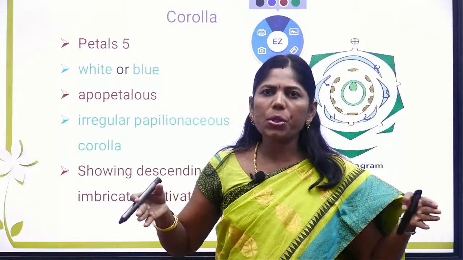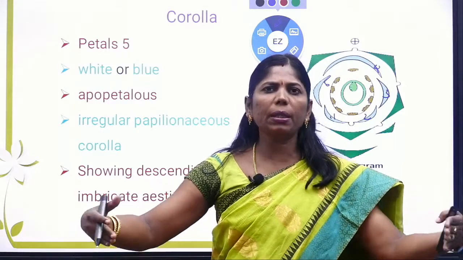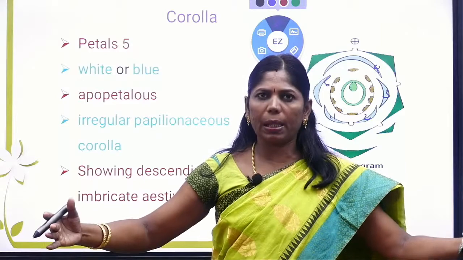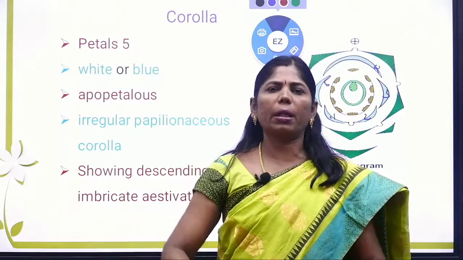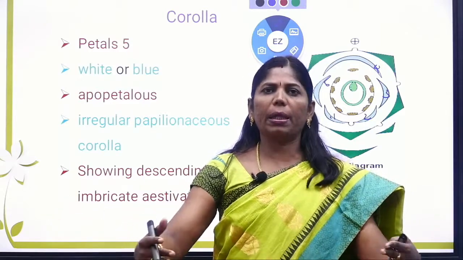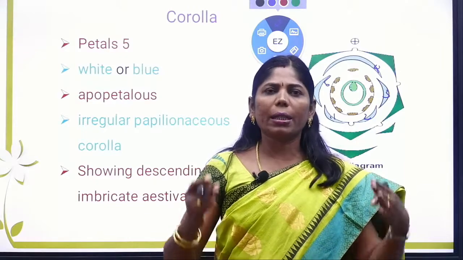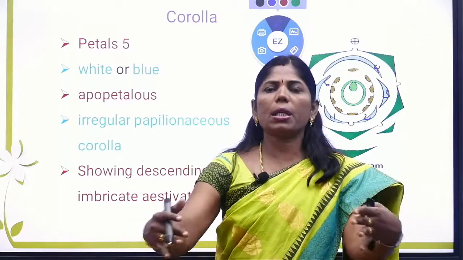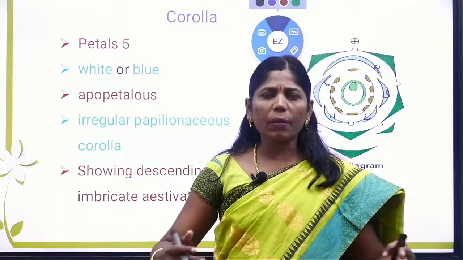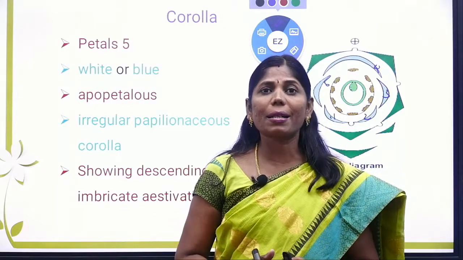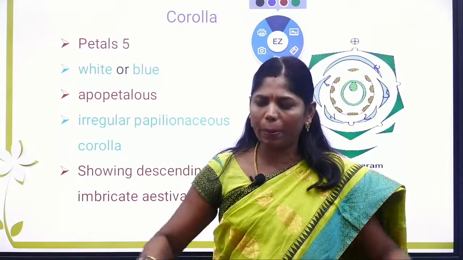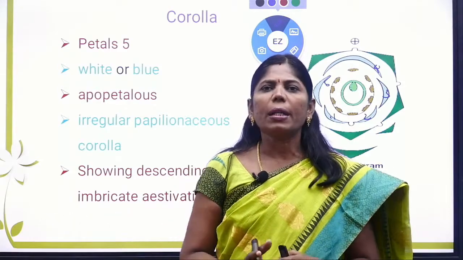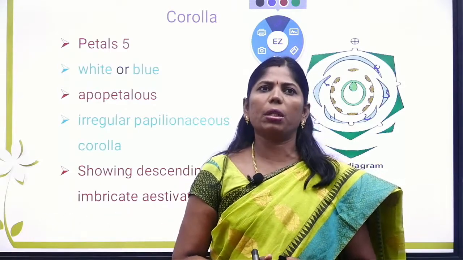Actually, the posterior petal is overlapping the lateral petals. This is the posterior petal, and it overlaps the lateral petals. The lateral petals are overlapping the anterior petals. Okay, so that arrangement is called a papillonaceous arrangement. That estivation is called imbricate estivation, a descendingly imbricate estivation. Okay, because it keeps descending from the top to the bottom, we call it descendingly imbricate estivation.